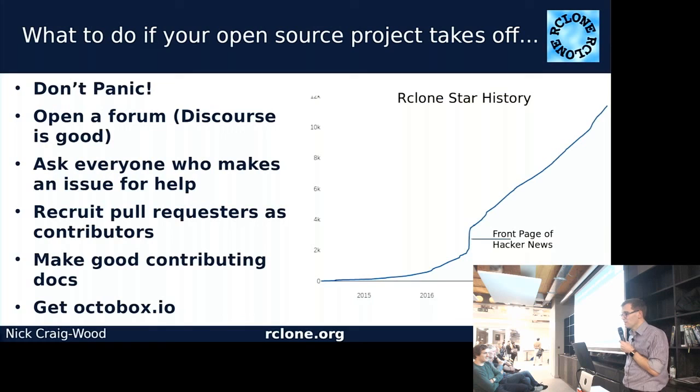So finally, rather than managing hundreds of emails from GitHub, use octobox.io. I think it's a fantastic tool. It's really good at managing those notifications for you. It made my life so much easier. So rather than looking at all those emails.